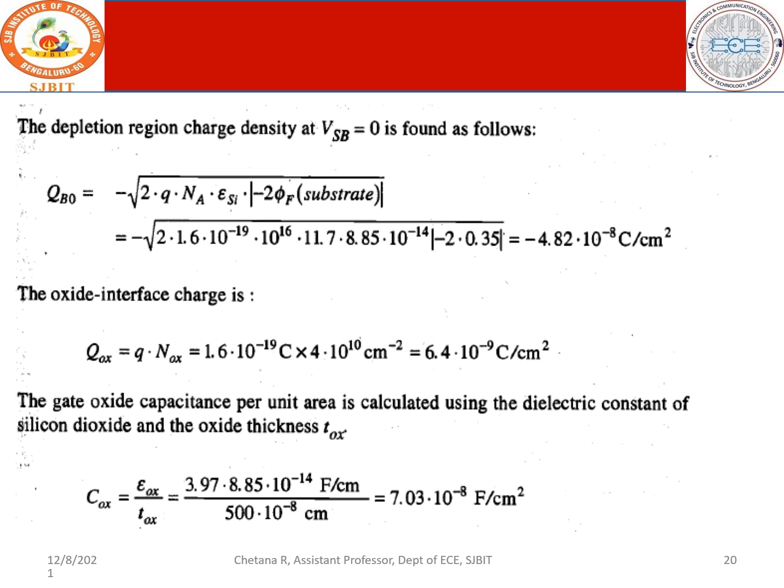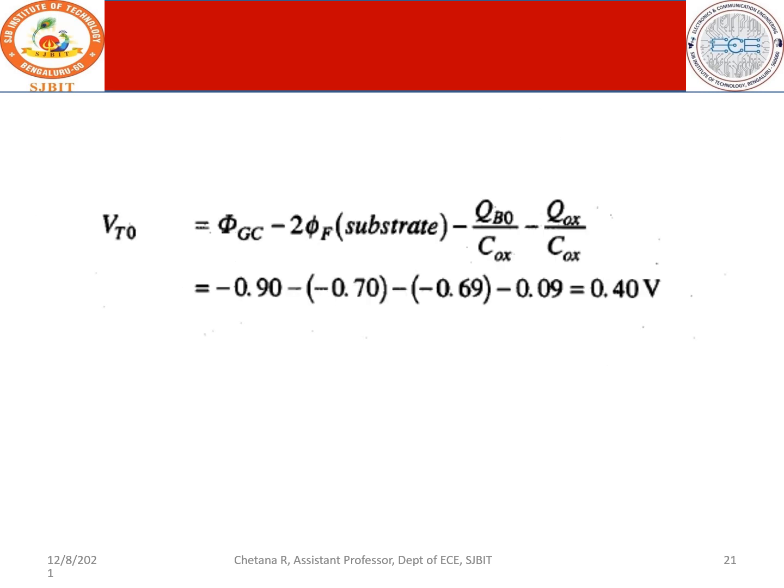Most of the time students make mistakes when they are substituting the powers and converting them either into the centimeter format or the meter format. So that is the problem, you have to focus on that. Otherwise, if you are not properly focusing and converting the proper unit dimensions, then the answers are going to vary. So the COX has been found out to be 7.03 into 10 power minus 8 farad per centimeter square. The formula for Vt naught was VGC minus 2 phi f substrate minus Qb naught by COX minus QOX by COX. Appropriately substitute the formulas and Vt naught is found out to be minus 0.40.